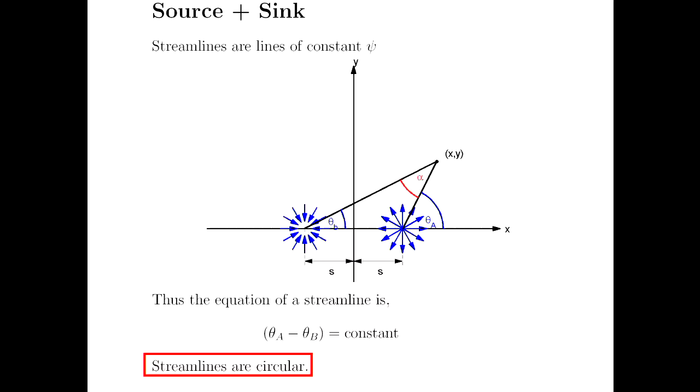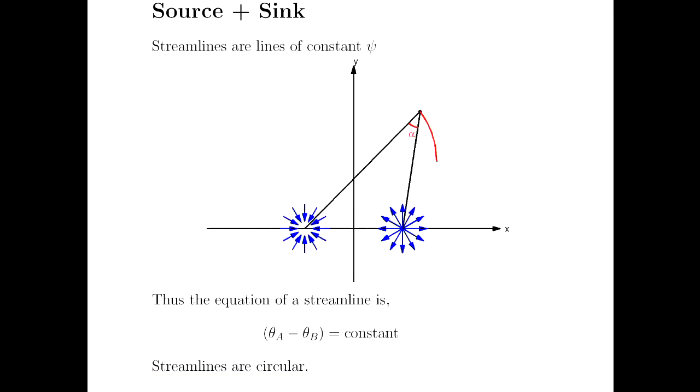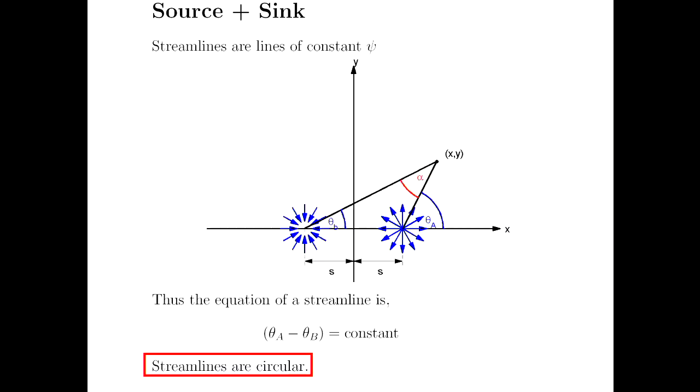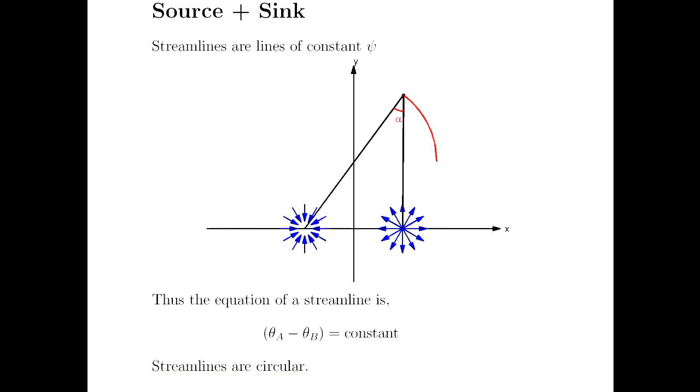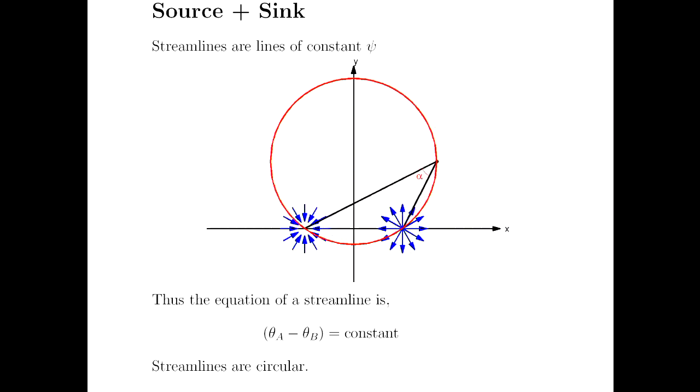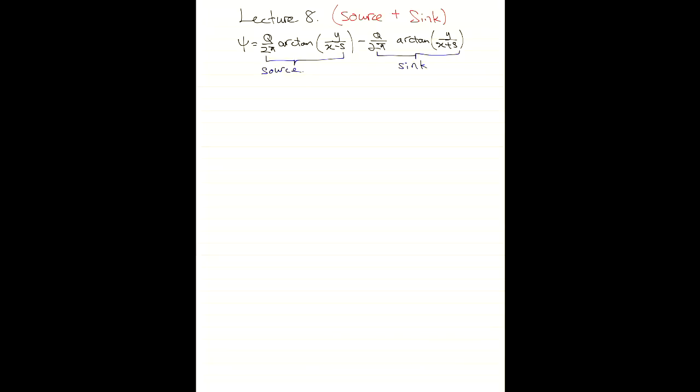Hopefully you know that when theta a minus theta b is a constant, that basically means that your streamlines have to be circular. I'll show you again. At all angles, theta a minus theta b is a constant when your streamlines are circular. So let's try and prove this if you don't believe me.